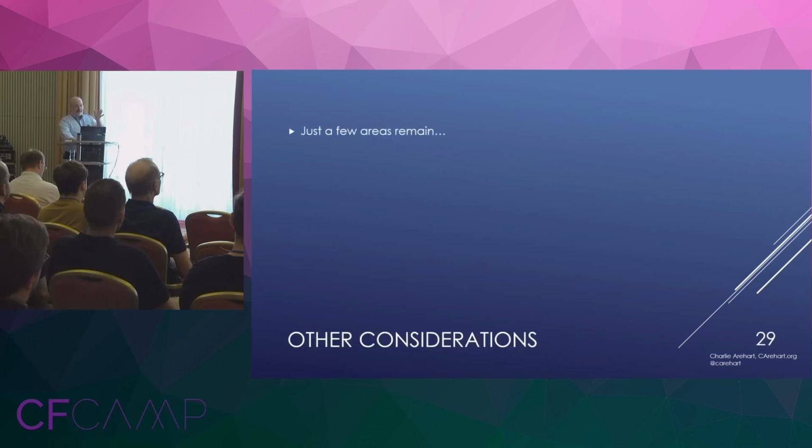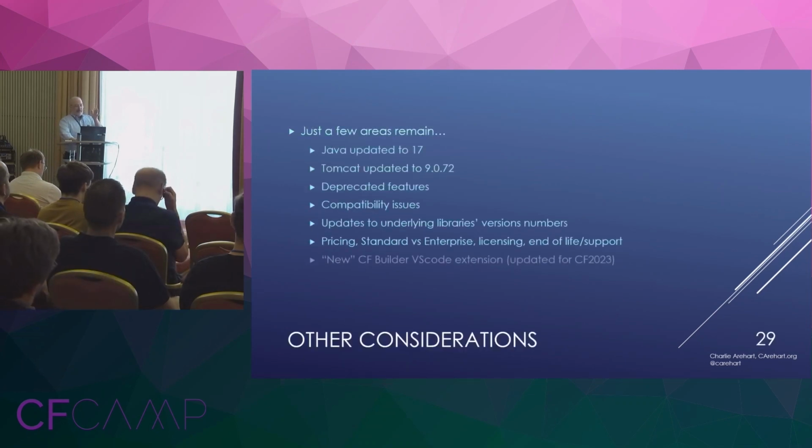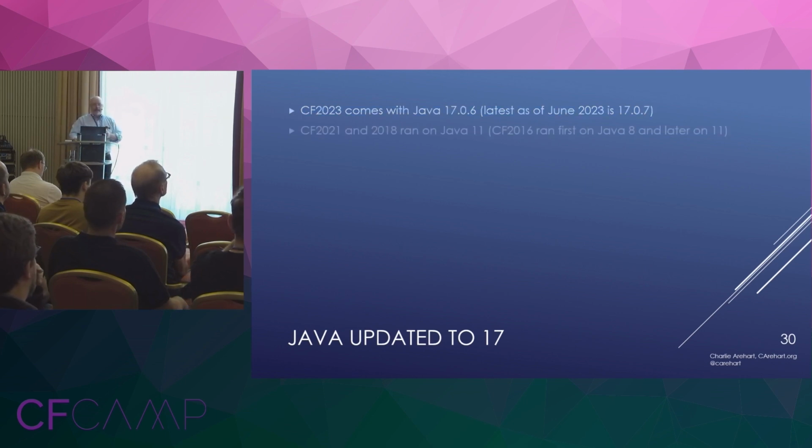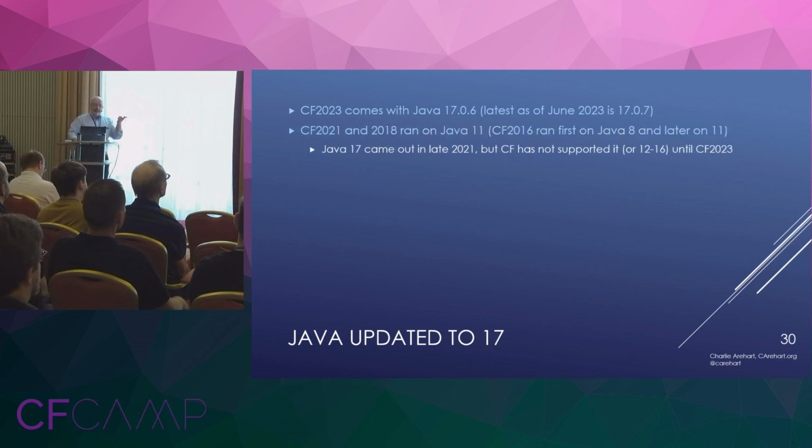Wrapping up this Hidden Gems talk, a few areas remain, and I'll just again skip right to them instead of bullet pointing them. So I mentioned that it's updated to support Java 17. Specifically, it comes with 17.0.6. The latest is 17.0.7. Oh well, they'll get that updated eventually. And 2021 and 2018 ran on Java 11. CF 2016 ran on Java 8 and later on 11. But even though Java 17 came out in 2021, neither 2021 nor 2018 have supported or probably will support Java 17.